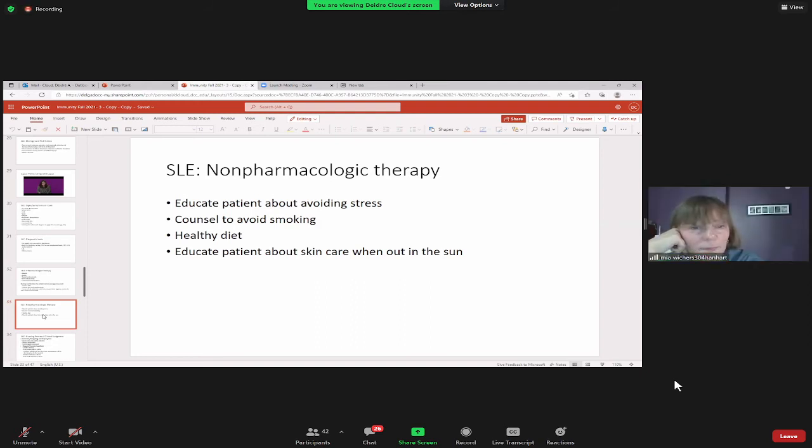Stress management, don't smoke, eat healthy. And so we talk about skincare while they're out in the sun. What do you recommend when they're out in the sun? Sunscreen or long sleeves. Yeah, we can't just say don't go out in the sun. But yeah, sunscreen, long sleeves, sit under a shaded area.